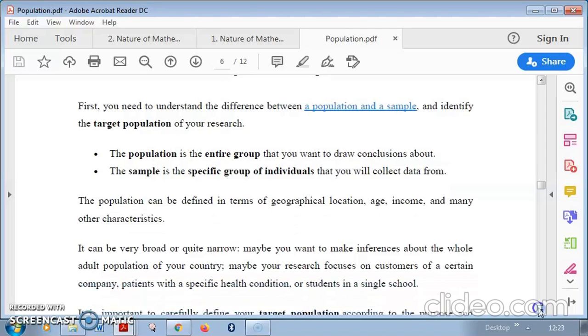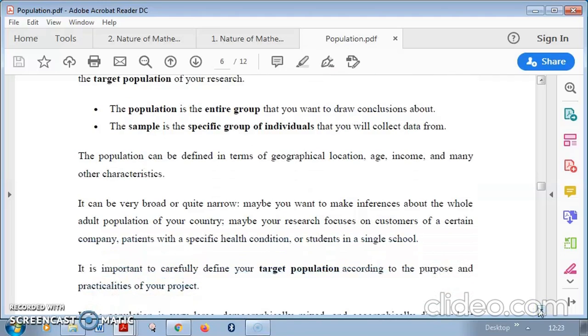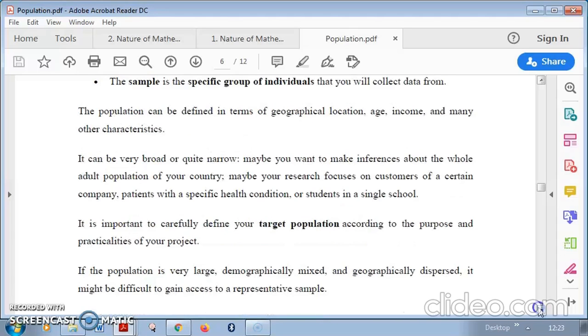So this is a narrow understanding. That is, population can be defined as a geographical location. When you define a population, you have to write the geographical location. It may be age, it may be income, it may be any characteristics of the population. Then it is very broad or quite narrow.